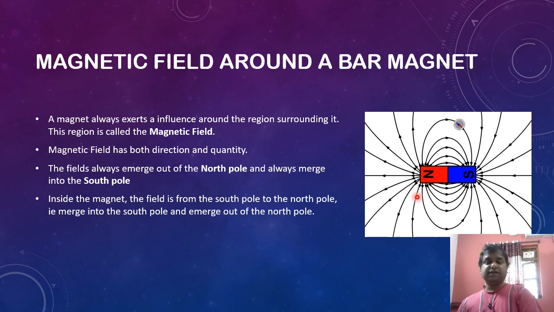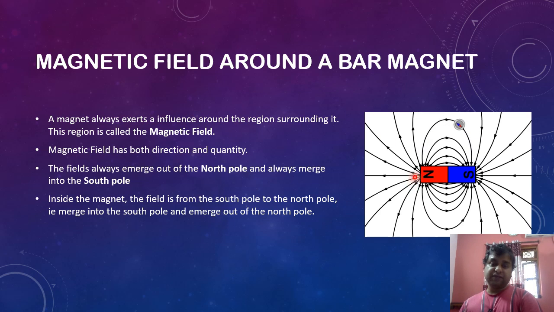See, why is it from South Pole to North Pole? See, where does it emerge from? It emerges from North to South. So it moves out from the magnet's North Pole and then moves into the magnet's South Pole. Now inside the magnet, how will it move? South to north. That is why it is said that inside the magnet the field is from south to north.